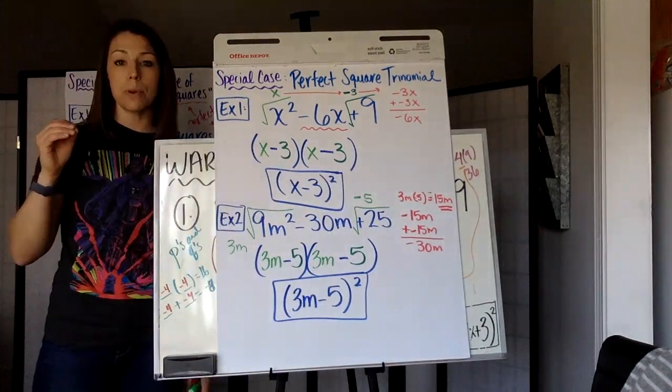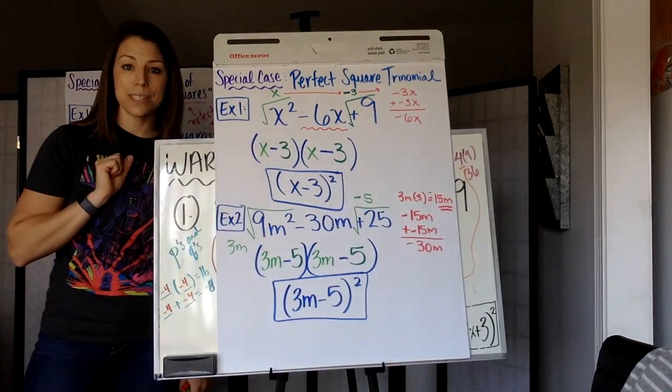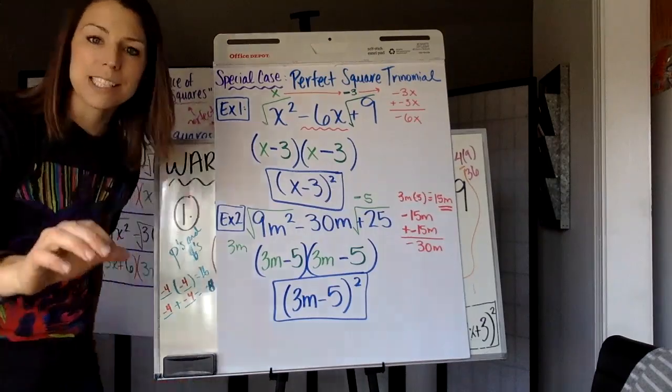We're going to wrap everything up with an exit ticket, going over 2 more examples, and then you can work on some worksheet practice.